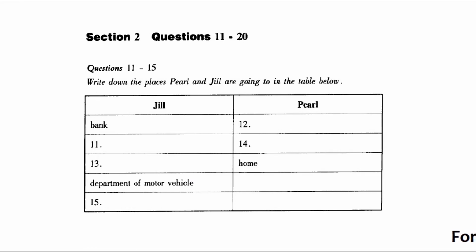Now turn to section 2. Section 2. In this section, you will hear a conversation between Pearl and Jill. They have met on the campus. As you listen to the conversation, write down the places they are going to in the table. First, you will have some time to look at questions 11 to 15.